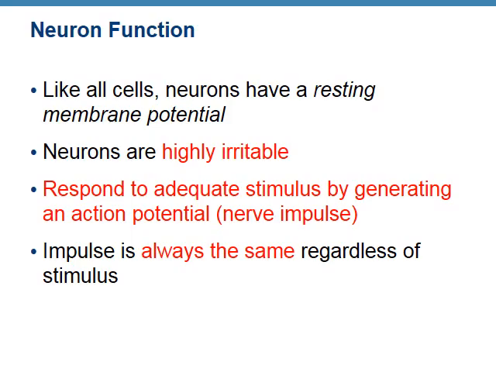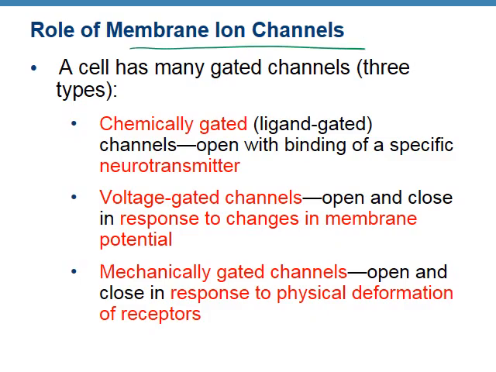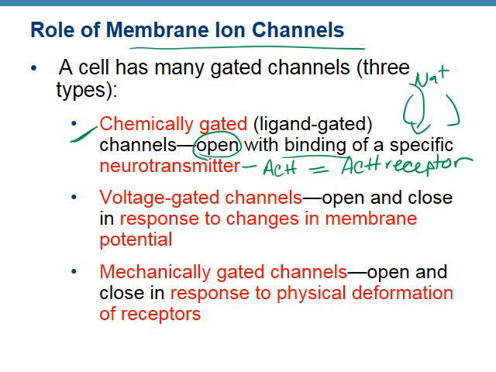Like many cells, neurons have a resting membrane potential. They're highly irritable. They respond to stimuli by generating an action potential. The impulse is always the same regardless of the stimulus. Let's look at some of the membrane ion channels. So the chemical gated means that a chemical is going to open the gate when it binds. Neurotransmitter like acetylcholine. So what happens when acetylcholine binds the acetylcholine receptor during excitation? We had what? Sodium come in and we had potassium trickle out.